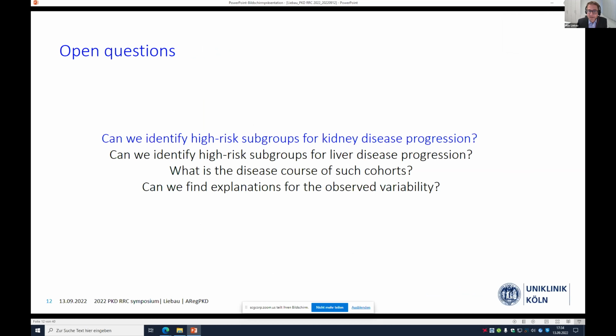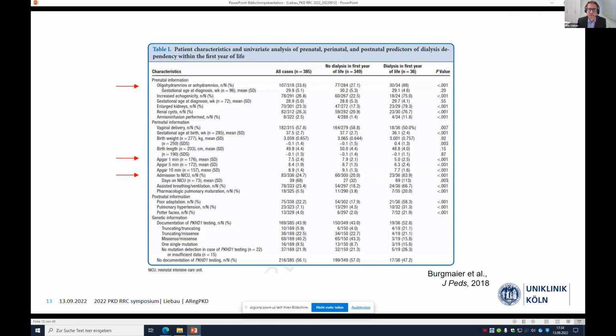So within this group, can we identify a high-risk subgroup that could potentially have most benefits from therapeutic intervention? So here we had our first study when we had 385 children in the registry, and what we did is we just compared the children that started dialysis in the first year of life to children that did not require dialysis in the first year of life. Why did we choose the first year of life? Because dialysis in this early time frame is still a clinical challenge, and then with a year or a year and a half, the children usually get to that weight where they can undergo a transplant.